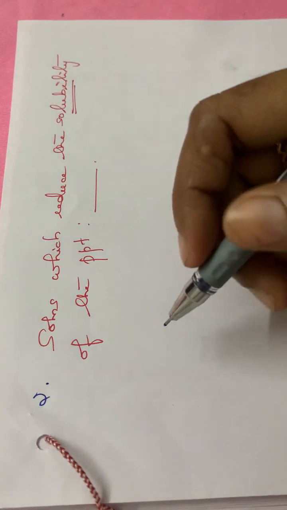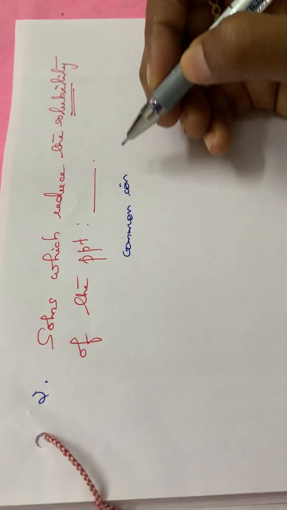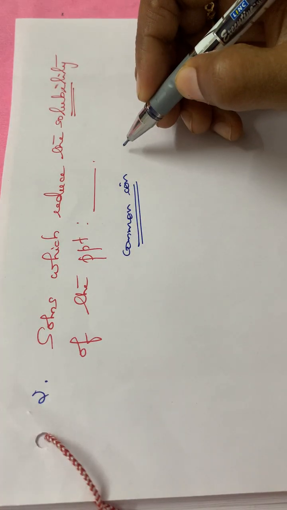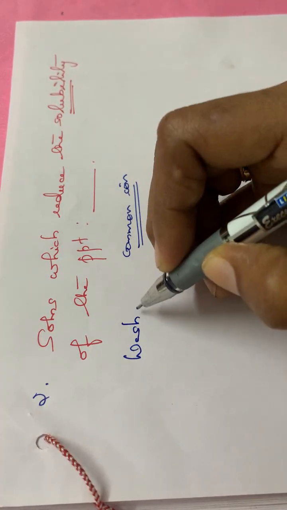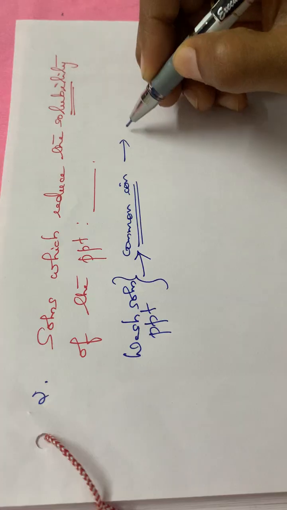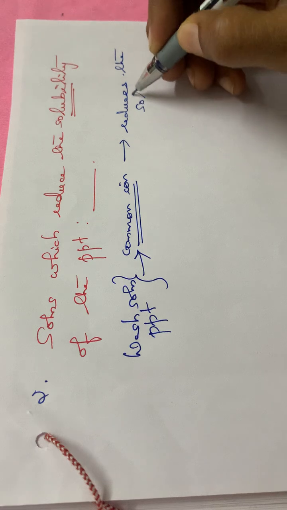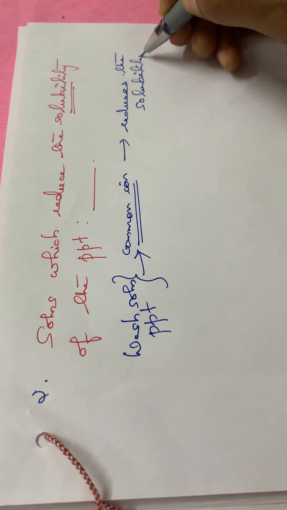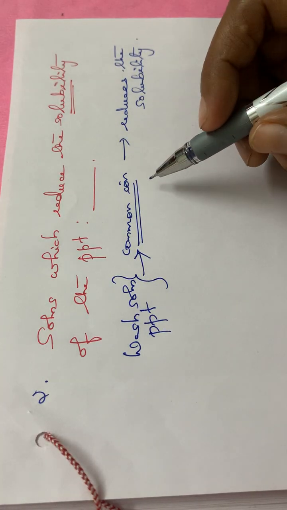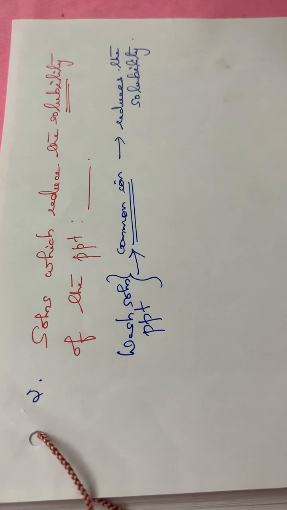So while using the wash solution, we should be careful about the solubility. If the wash solution and the precipitate have a common ion, then it will reduce the solubility. That is another type of wash solution. If a common ion is present in both the wash solution and the precipitate, then we can use that solution as a wash solution so that it decreases the solubility of the precipitate.